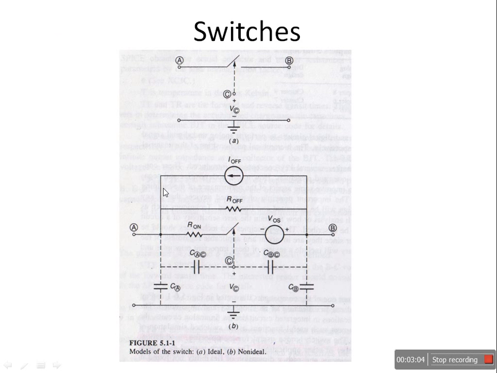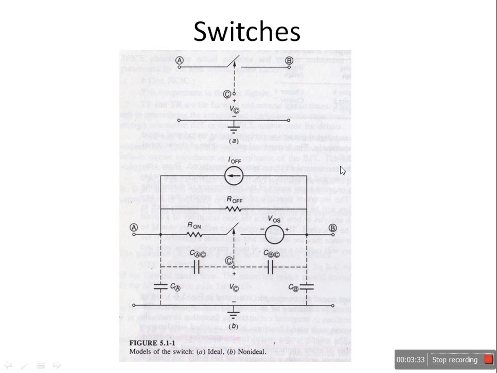Now figure B shows a non-ideal, or you can say a practical switch. You can compare that many other components like I off, R off, R on, VOS and a few capacitors like CA, CAC, CBC and CB are added to this ideal switch.